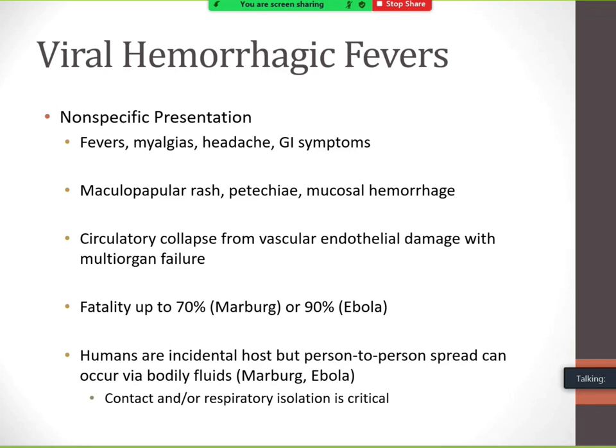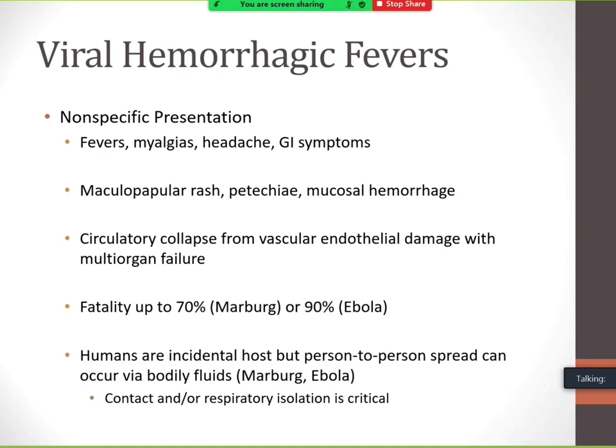The way that these patients die, especially for Marburg and Ebola, is they have just complete circulatory collapse from vascular endothelial damage, and then that leads to multi-organ failure. We are kind of an incidental host, but we're also a host that can have person-to-person spread through bodily fluids, so that's extremely important.